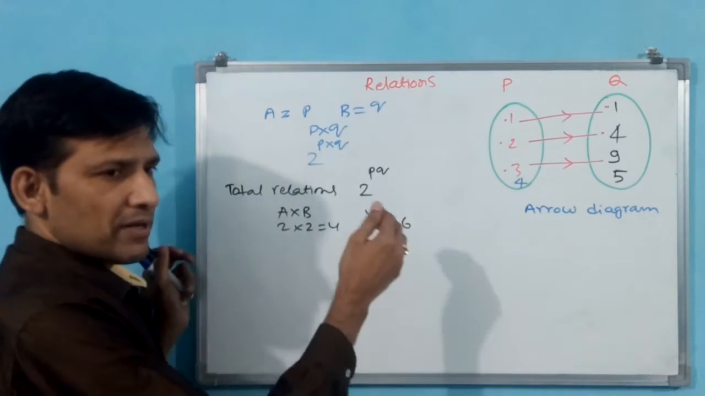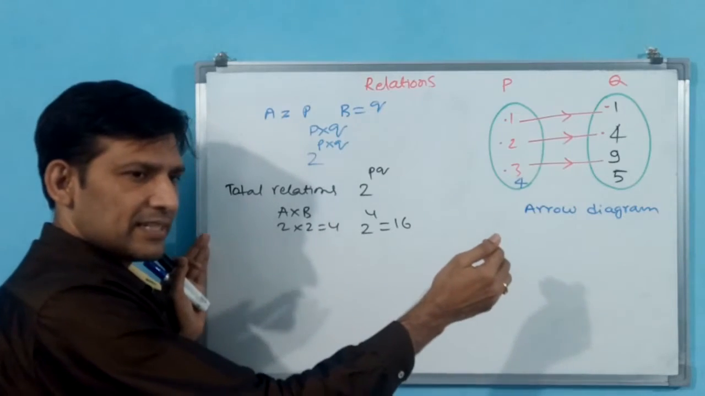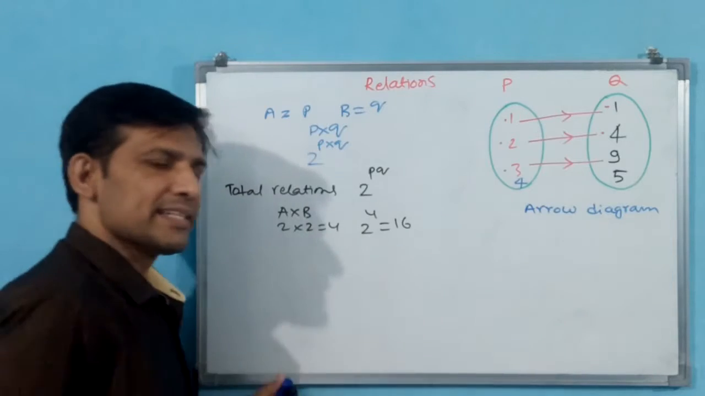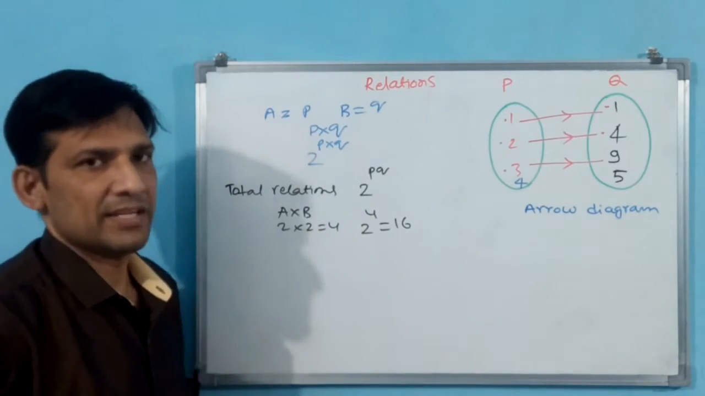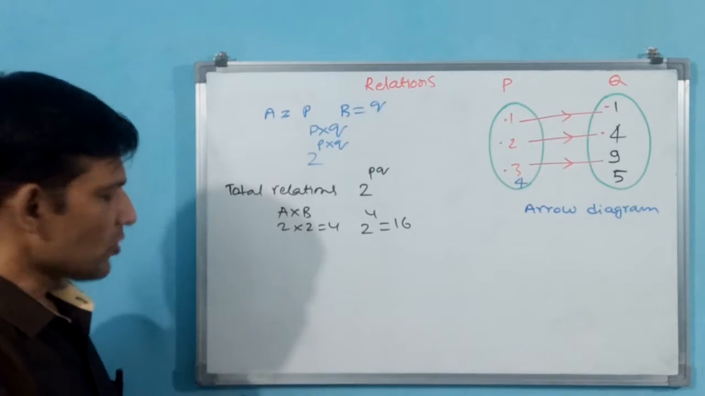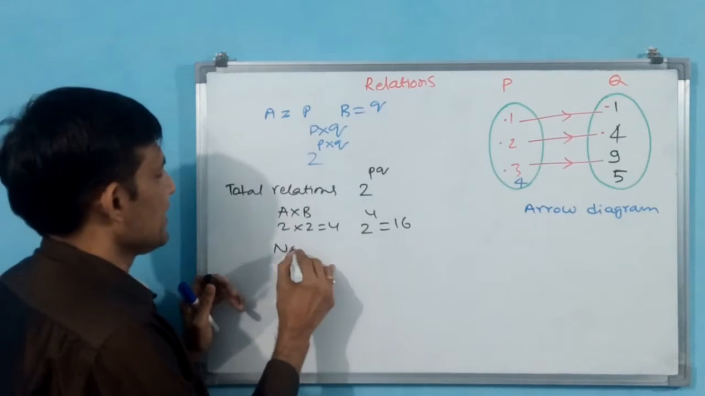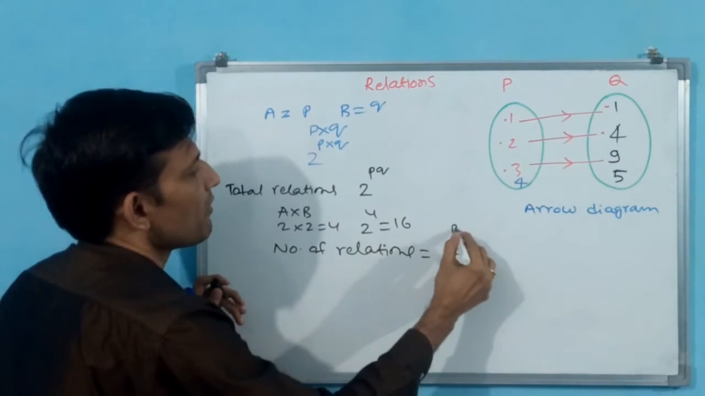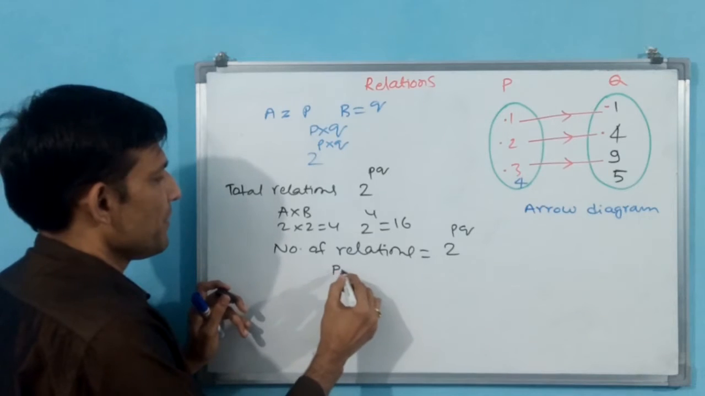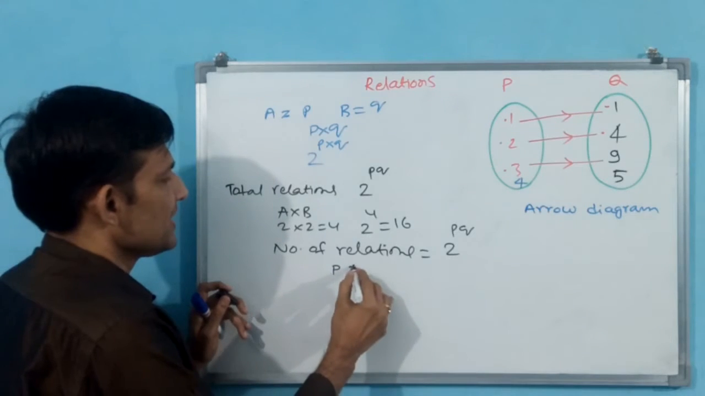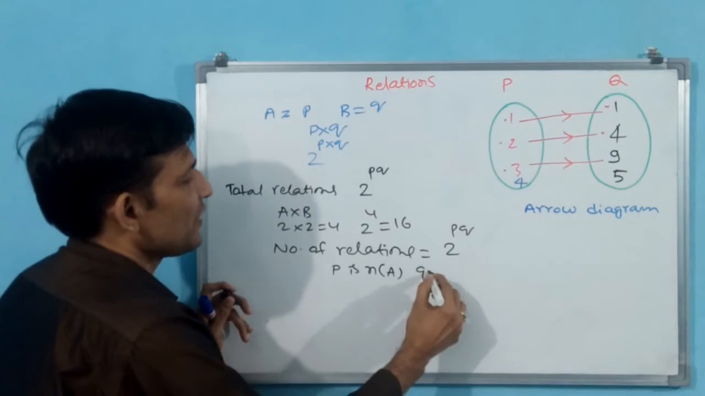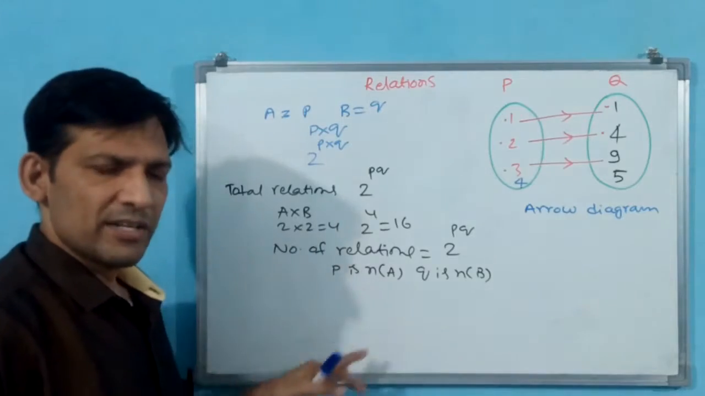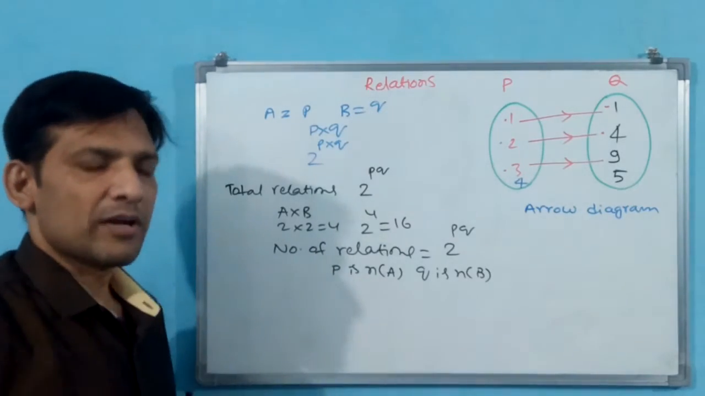See, all the subsets, the power set of the Cartesian product, we can make those as relations. The number of relations is equal to 2 power PQ, where P is n of A and Q is n of B. This is all related to the Cartesian part. One by one we are coming.